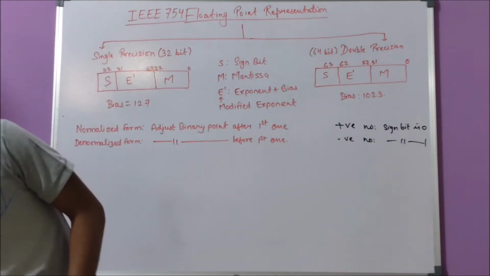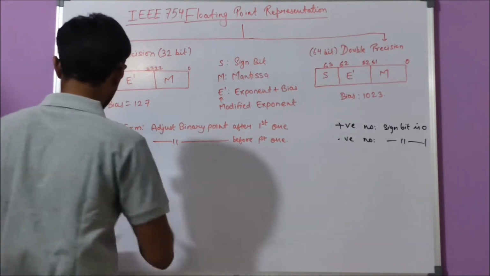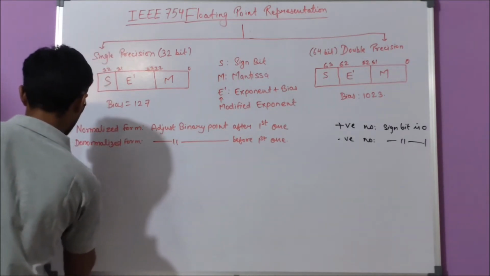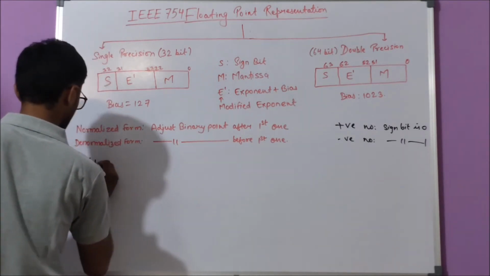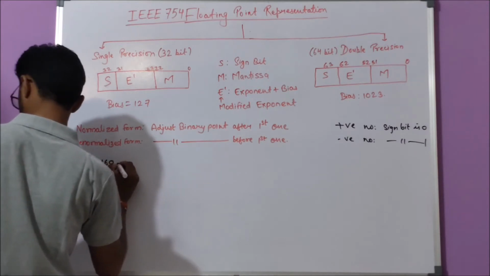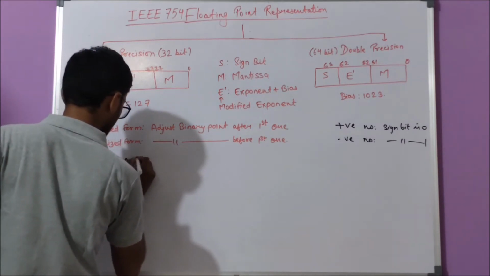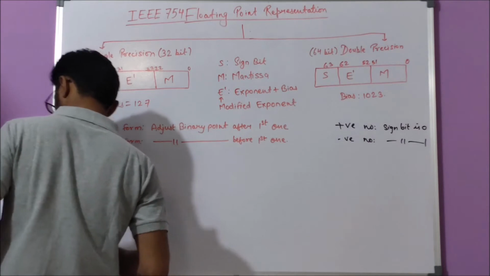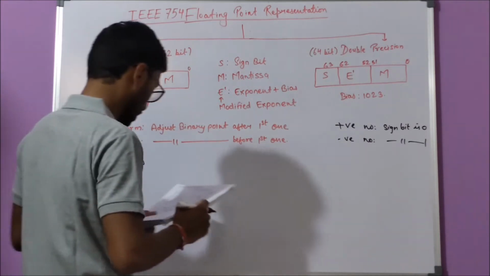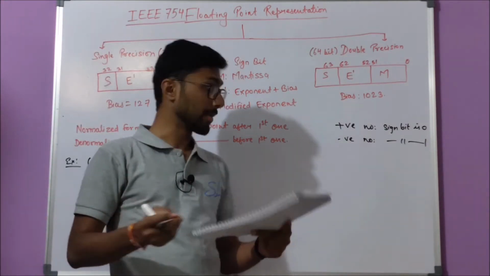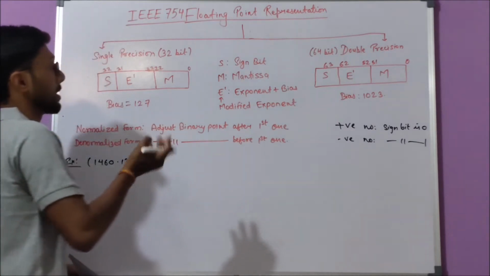So the question is, we have to represent 1460.125 base 10 decimal number into a normalized form, single precision and double precision format.